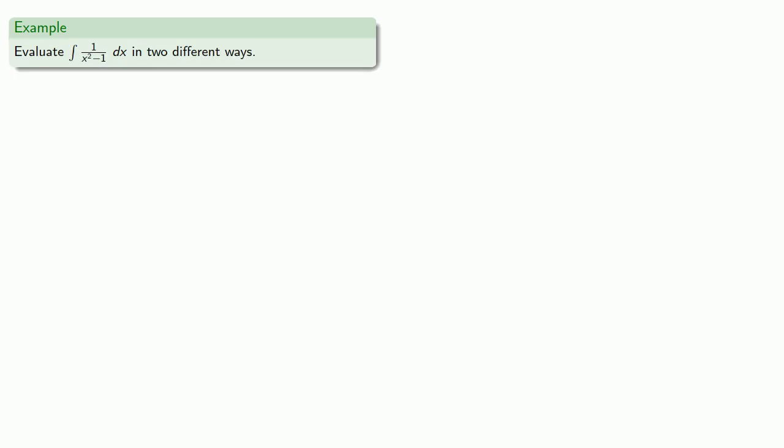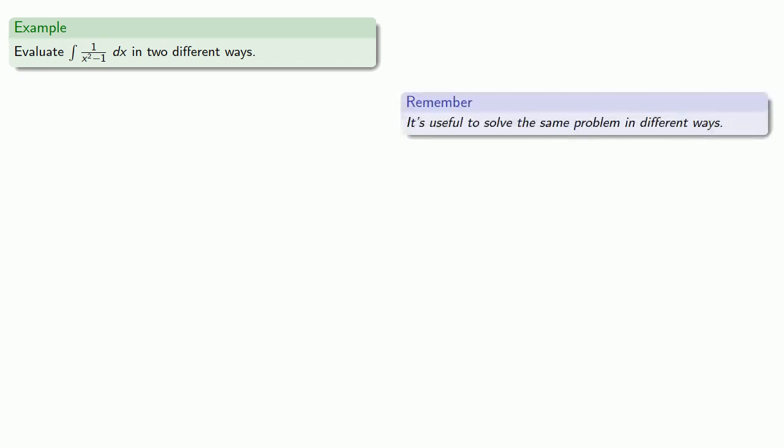How could you get there? Well, the answer comes from what seems to be a completely unrelated problem, but this illustrates an important idea in mathematical research. It's useful to solve the same problem in different ways. So if I want to evaluate the integral of 1 divided by x squared minus 1, then I can do this in a couple of different ways.